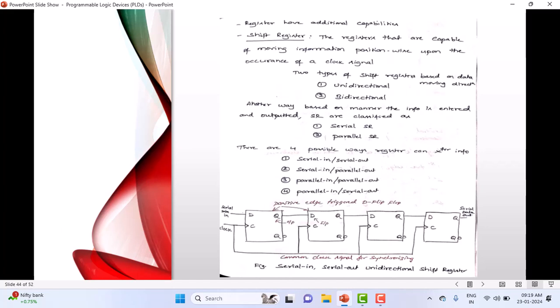In negative edge triggered, you will see a bubble here. If I don't put any bubble before the arrow mark here, that means it's a rising edge trigger. Why is it rising edge and falling edge? I am designing a shift register. Whenever the rising edge comes here, at that time I'm expecting the changes to happen here.